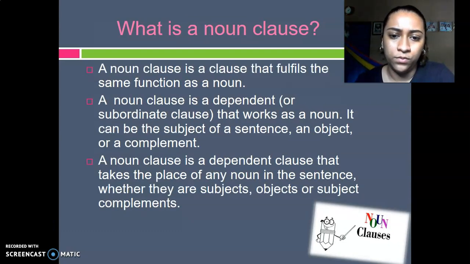What is a noun clause? Well, a noun clause is a clause that fulfills the same functions as a noun. A noun clause is a dependent clause that works as a noun, and it can be the subject of the sentence, an object, or a complement. It takes the place of any noun in the sentence, whether as subjects, objects, or subject complements.